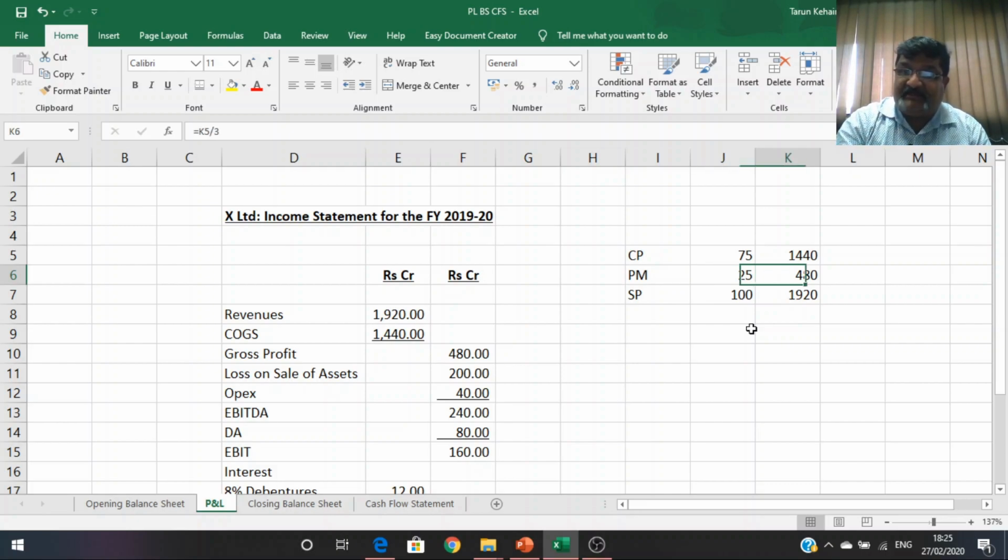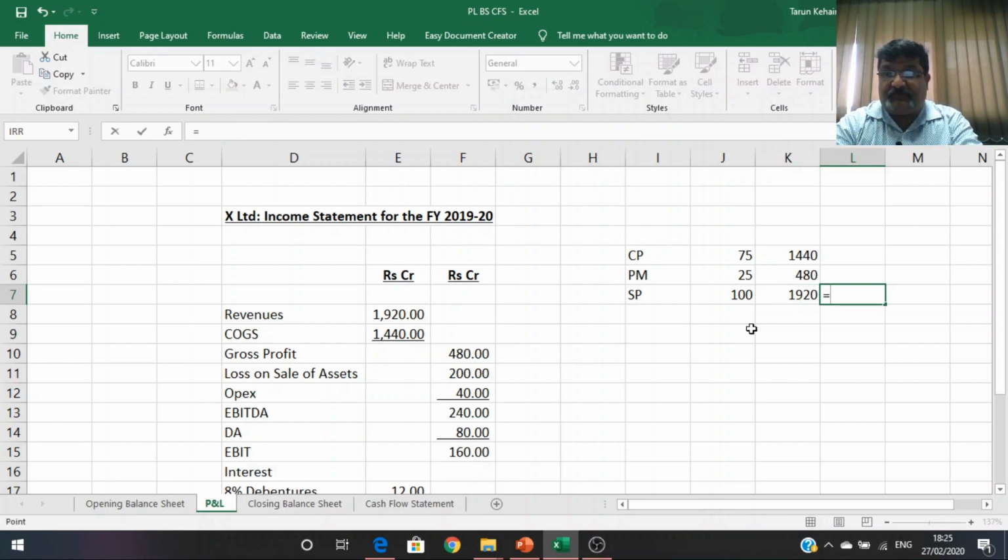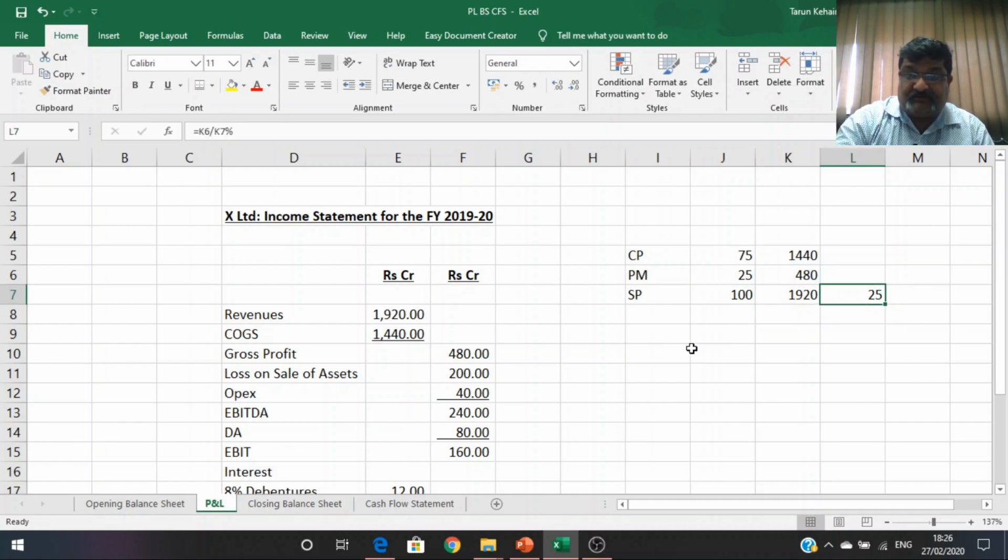price. So I take 1/3 of this COGS as my profit margin, which is 1/3 of 1440, which comes out to be 480 crores as my profit margin, and my selling price or sales value becomes the addition of both, which is 1920 crores. You can check it. If you take the percentage of the profit margin to the selling price, it comes to 25%, which is what the problem requires. So that's your revenue. You reduce your COGS, you get your gross profit of 480 crores.